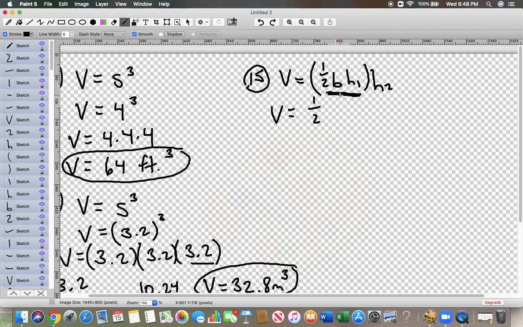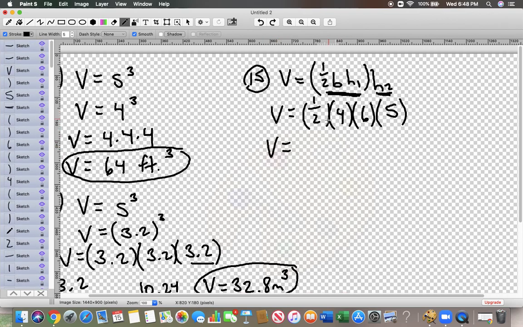1/2 times, what is the base of the triangle? Notice it's 4, okay? The bottom there is 4. This h sub 1, that's the height of the triangle. What's the height? It's 6. And then this guy right here, h sub 2, that is going to be the height of the actual prism, not the height of the triangle. This is the height of the triangle itself. This is the height of the prism, which is 5 centimeters.